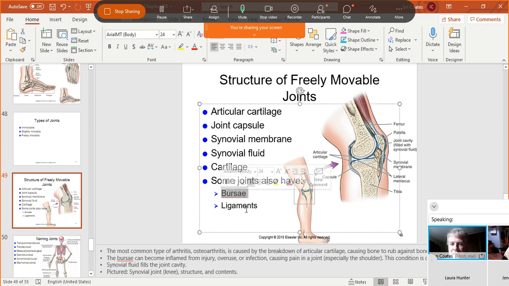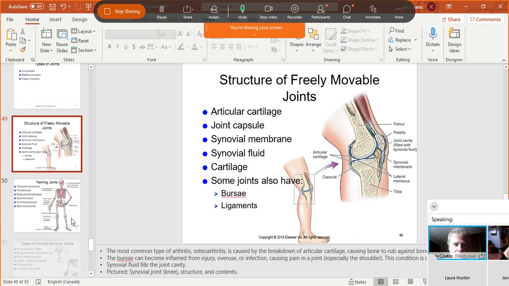Bursae, okay? These are little cushions there that can become inflamed. Like gardeners there who are always on their knees and all that. They'll have issues there with their bursa in their knees. Okay?